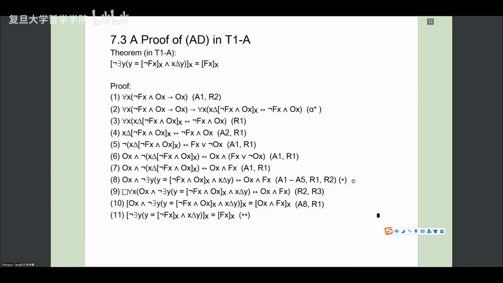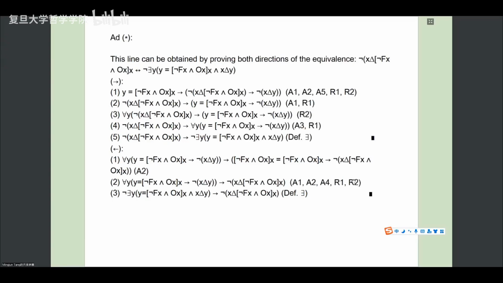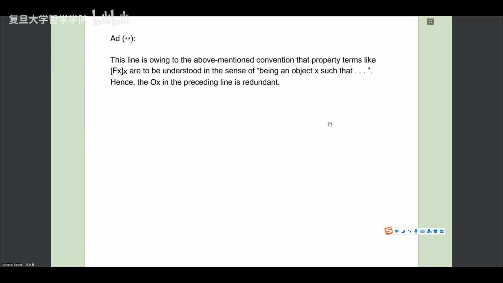This is the next slide. So this proves asterisk. And then on the next slide, we have the proof of asterisk asterisk, and then we are done. We can take the next slide also.